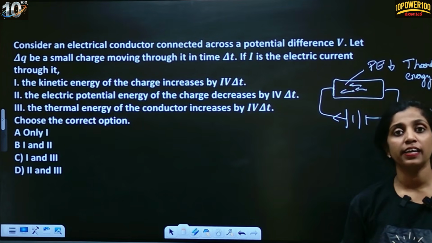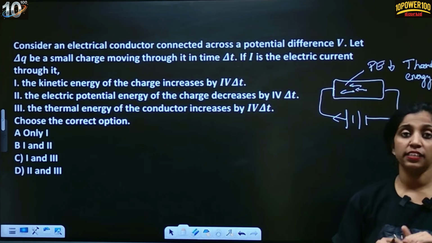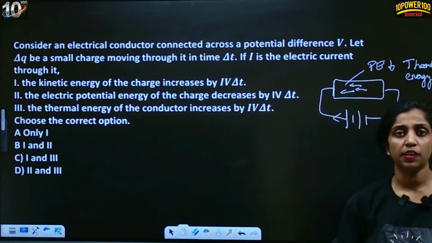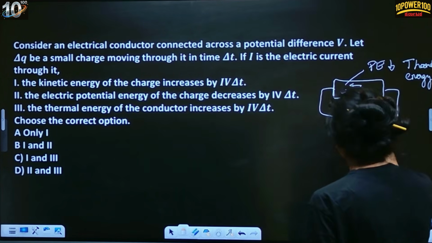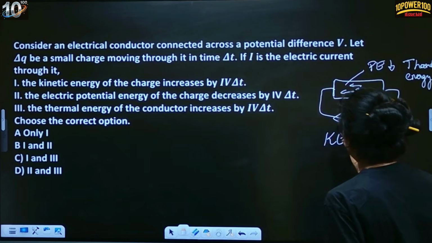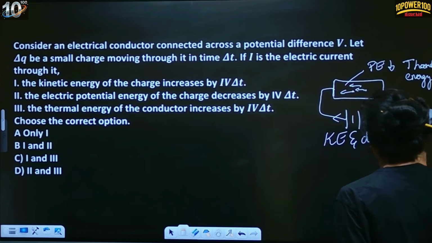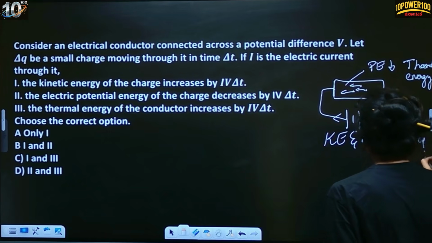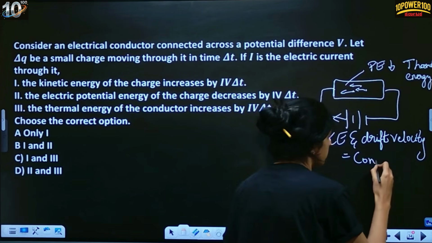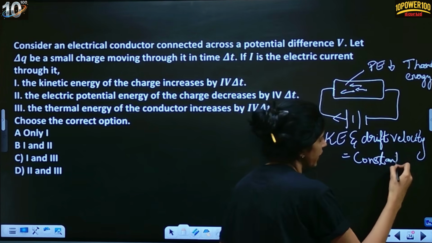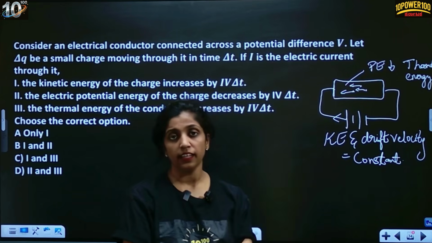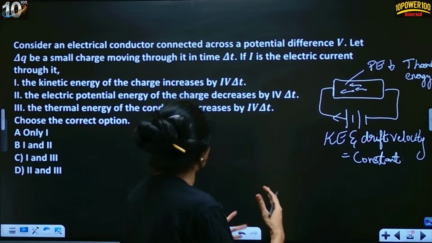But what about kinetic energy? Kinetic energy will not increase or decrease. Kinetic energy will remain constant. So in this particular case, kinetic energy and drift velocity will remain constant. So please remember this point. These points are very helpful for your CET. So based on this, just guess which option might be correct.